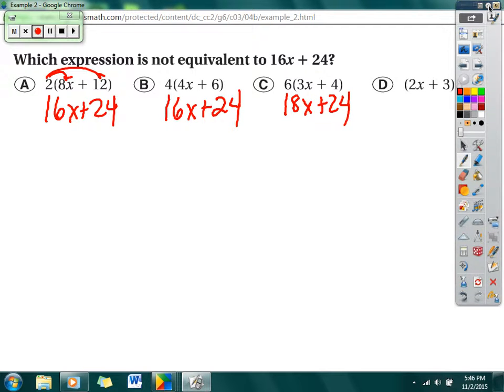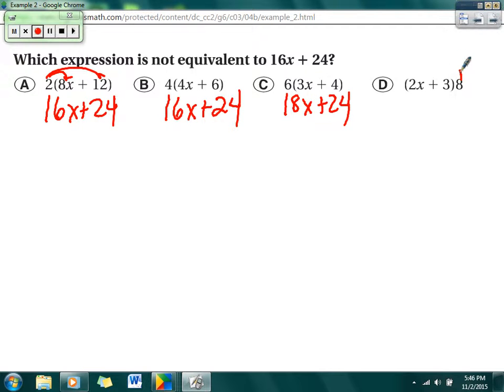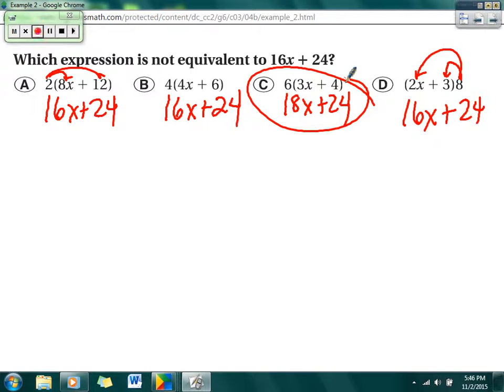And the last one says 8 distributed, which is still going to give me 16x because 8 times 2x, plus 8 times 3, which is 24. So therefore, C is the only one that is not equivalent to 16x plus 24. What they're trying to show in this problem is that you can have the number after the quantity, after the parentheses, and it's still going to give you the same answer.